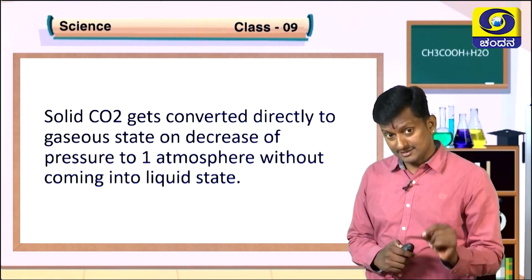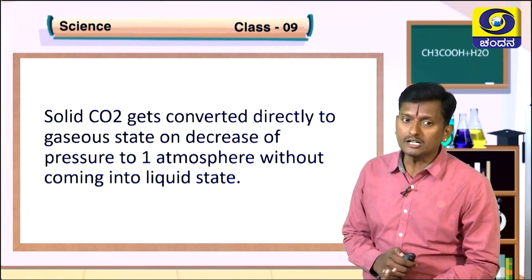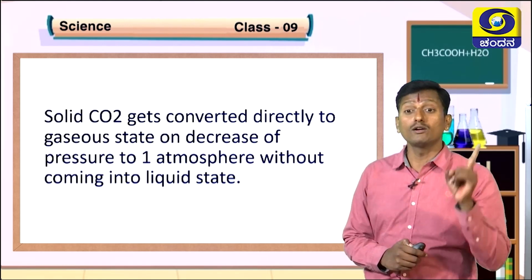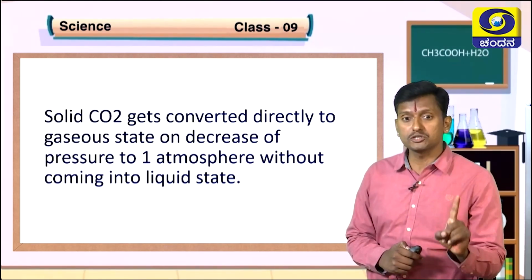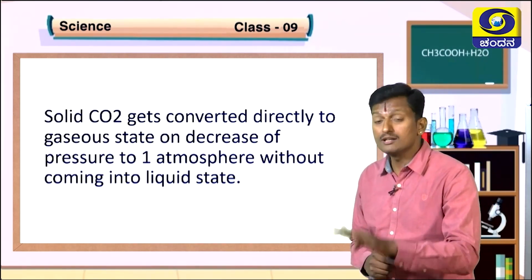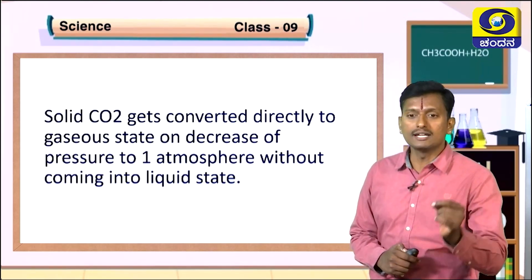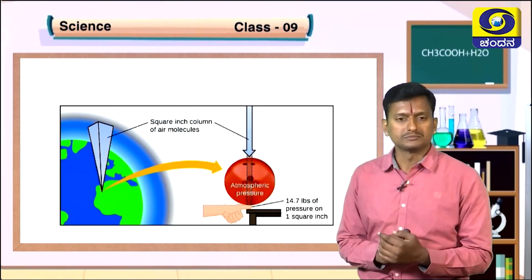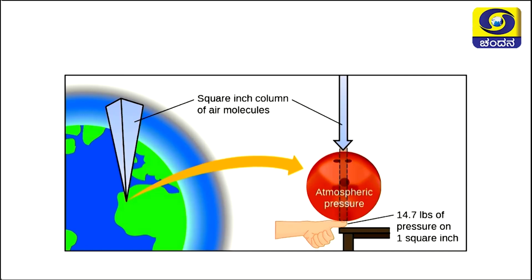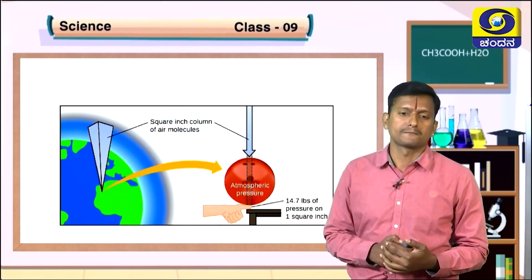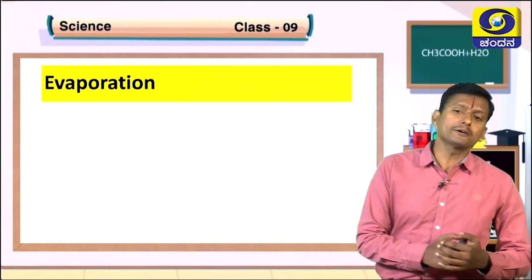Solid carbon dioxide gets converted directly to the gaseous state on decrease of pressure to 1 atmosphere without coming into the liquid state. See here, a square inch column of air molecules applying 14.7 pounds of pressure on 1 square inch is called 1 atmospheric pressure. Understand? Next comes evaporation.